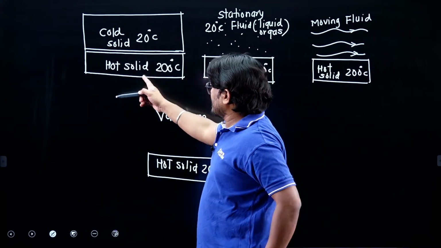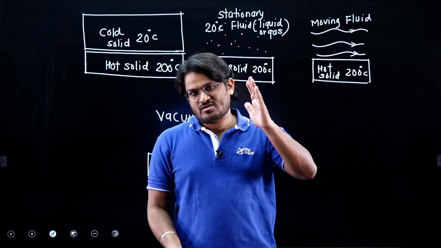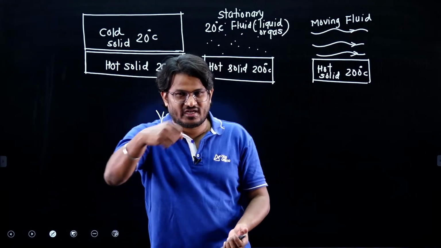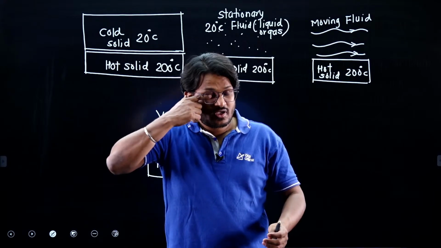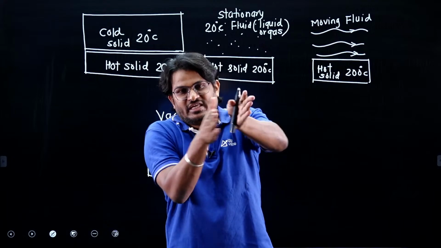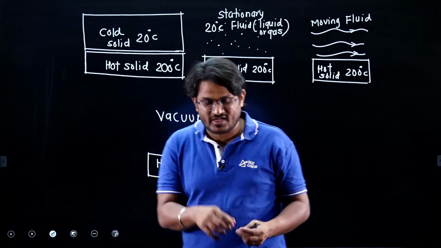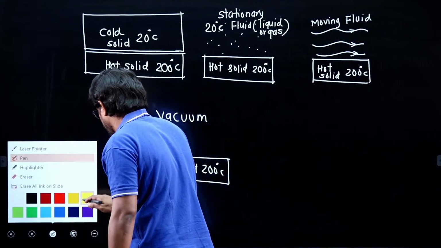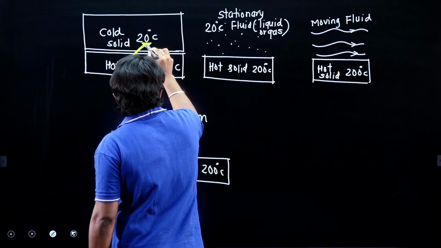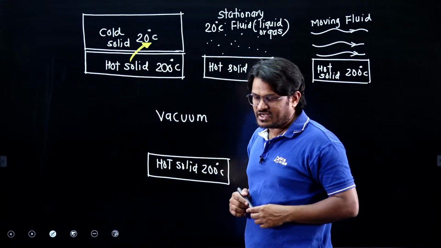Listen. Whenever there is a hot solid and a cold solid, suppose there is a hot tea kettle. If the tea kettle is very hot, and if you touch it with your finger, what will happen? Your finger will get burned, right? Why? Because the direction of the energy transfer is like this. There is a heat transfer like this. If you touch the solid, your body will get heat. So your finger will get burned.